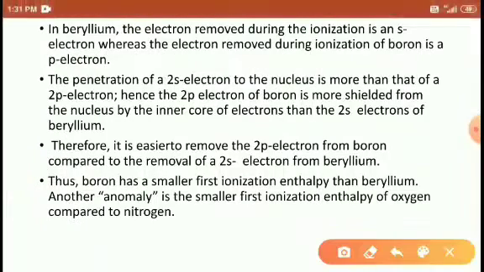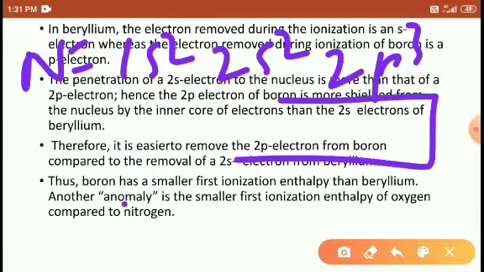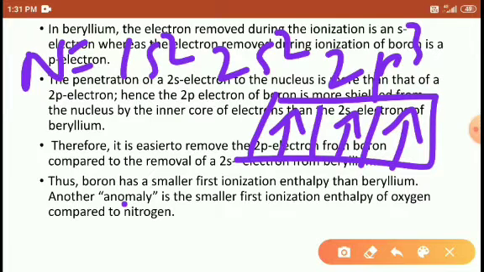And similarly, the ionization enthalpy of oxygen is smaller. The first ionization enthalpy of oxygen is smaller compared to nitrogen. Right, students? In nitrogen, the p orbitals are half filled: 1s2 2s2 2p3. 2p3 means each orbital has equal energy. Why equal energy? Because all are singly occupied.